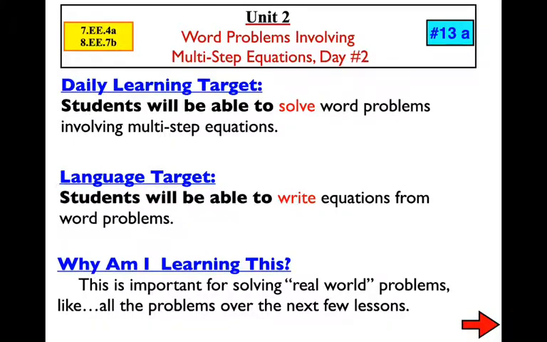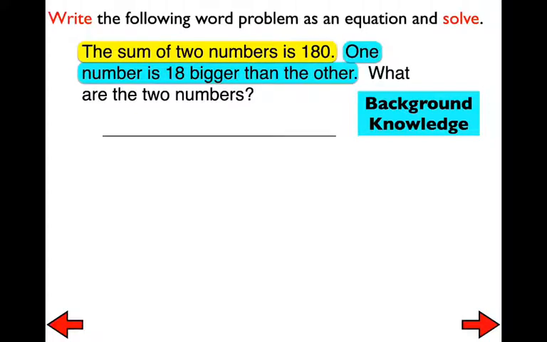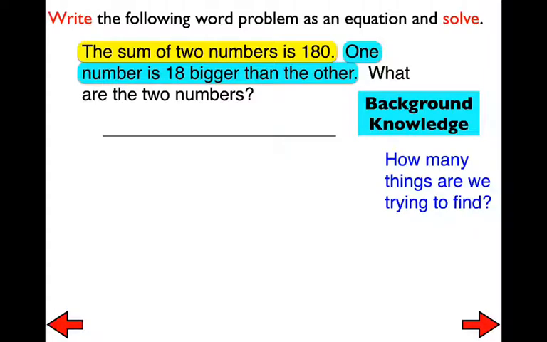So let's get started. A little bit of background knowledge from yesterday. This would have been a problem that we talked about yesterday where we were trying to find the sum of two numbers being 180, and one of the numbers was 15 bigger or larger than the other. What were the two numbers? So we started this by setting up a small table, and the first question that we needed to ask ourselves was how many things we're trying to find. Well, clearly we're trying to find two numbers.